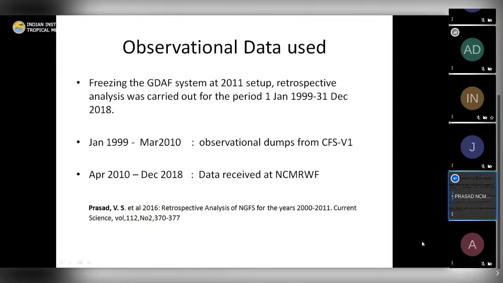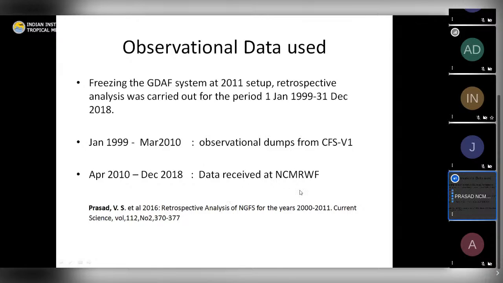To accommodate all the new satellite data, we take the observations in terms of the CFS V1, so all the data that is used for the CFS reanalysis, that combined data. The data set is similar to the CFS reanalysis, and that data is taken up to 2010. From April 2010 onwards, NCMRWF started getting data from the other satellites. Our data libraries contain many data sets, so from 2010 onwards we are using all the data that we received at NCMRWF.